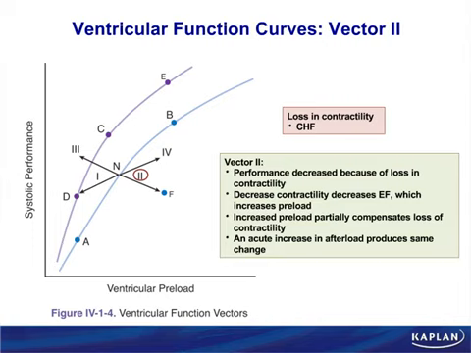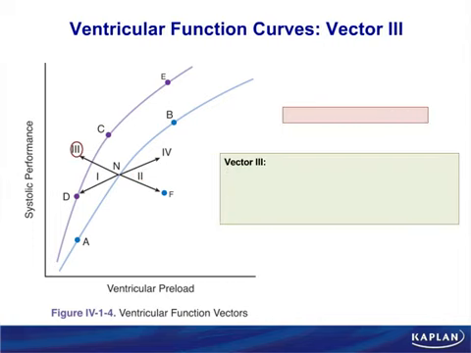And again, peripheral vasoconstriction. All right, vector 3, we go from N toward vector 3. I'm still going to ask the same two questions. Preload went down. Performance went up. So they didn't go in the same direction. So this is not Frank Starling. This is an increase in contractility. Okay, I got greater performance at a lower preload.